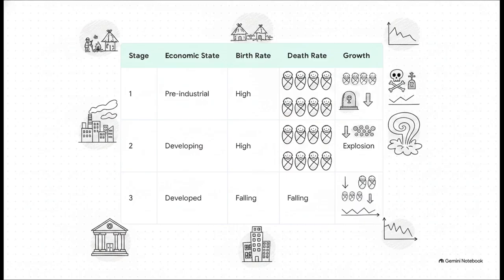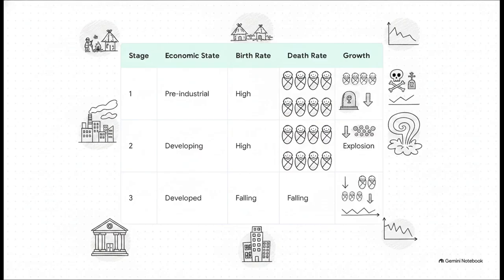In stage 1, that primitive pre-industrial stage, poverty and a total lack of modern medicine mean high death rates. So people naturally have many children to compensate. The result is low overall population growth. Now, skip to stage 3.